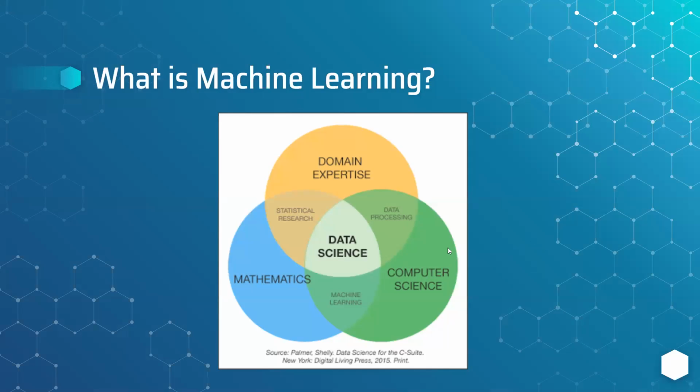So machine learning is a subdomain of data science. So what is data science then? Data science is the intersection of mathematics and statistics, computer science, and then domain expertise, as I explained, is your specific field of interest. So as you can see, machine learning is just a subset of data science.